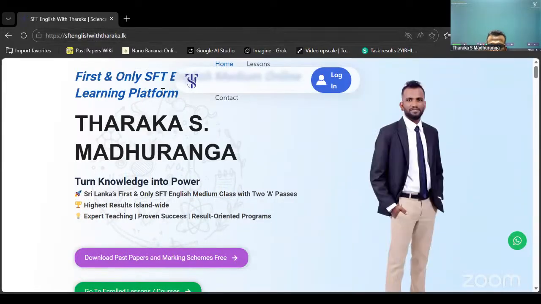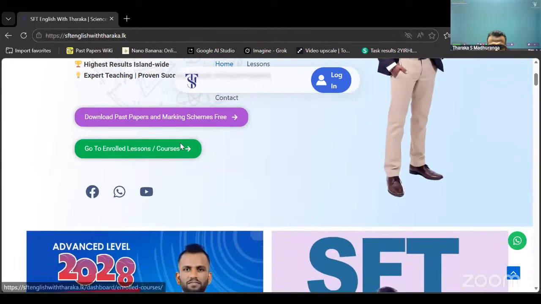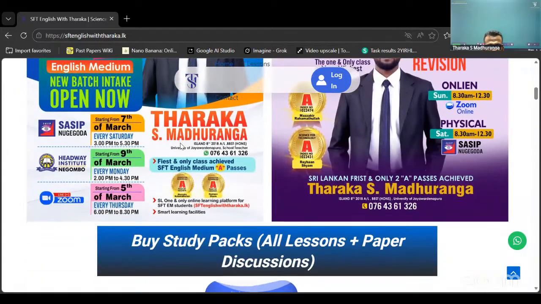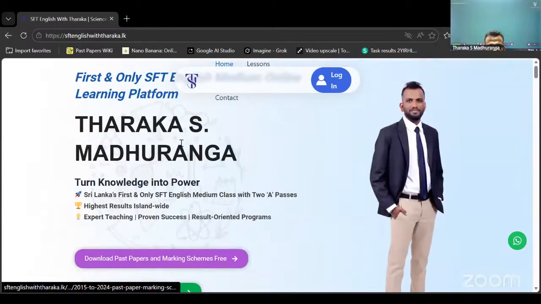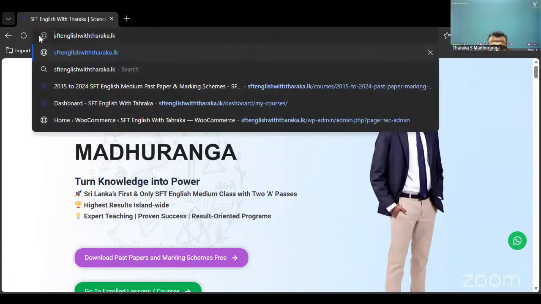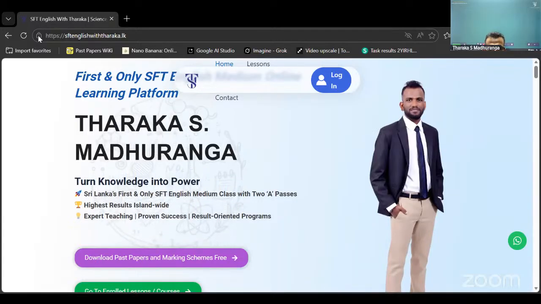Oh, now I already searched this. Therefore, it's directly coming to home page. In your one also, you can search this URL SFT English with Tharaka. I'll remove this part to show you. No, it's coming to this page. Okay, no issue. You can find this home page and you can click first login.